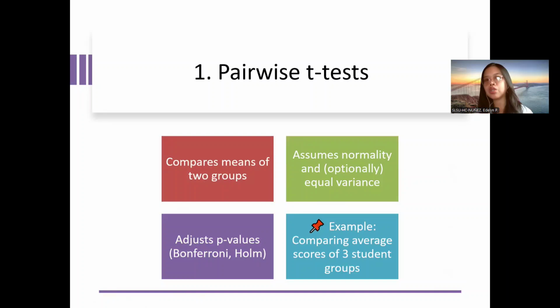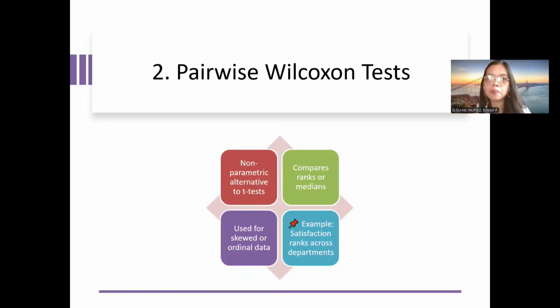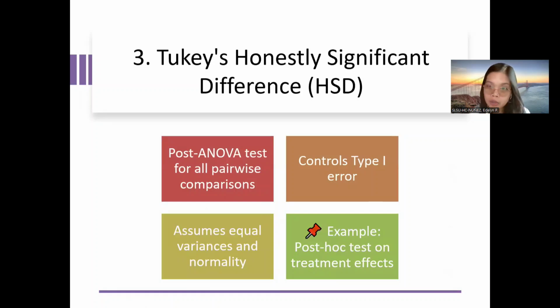So we will just skim, just a few seconds and a little discussion of the types of pairwise comparison. Then an example for the t-test: comparing average scores of three student groups. So if we have three student groups, we're trying to compare them using the t-test. All right, so pairwise Wilcoxon signed rank test, Wilcoxon test or what we call Mann-Whitney. So Wilcoxon and Mann-Whitney are the same.